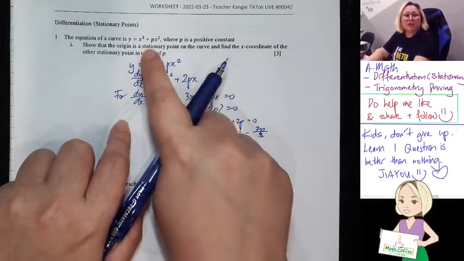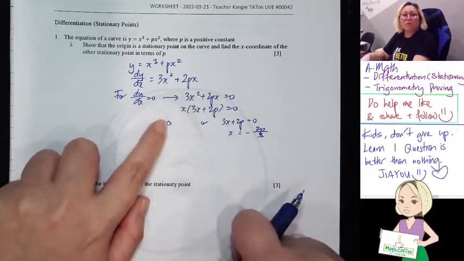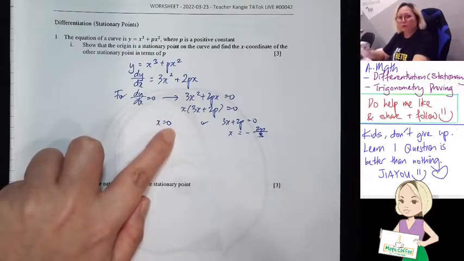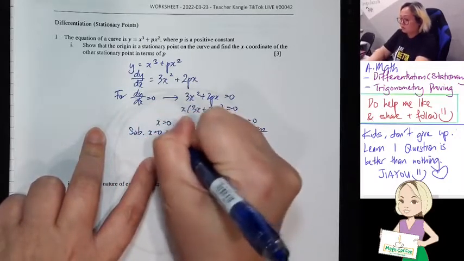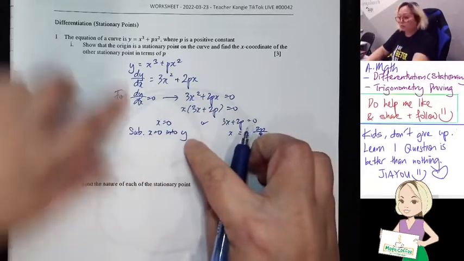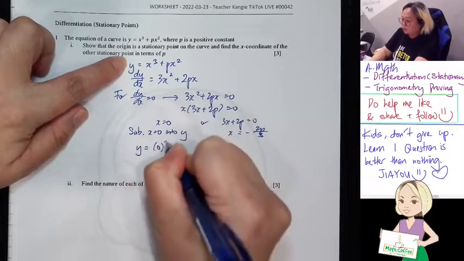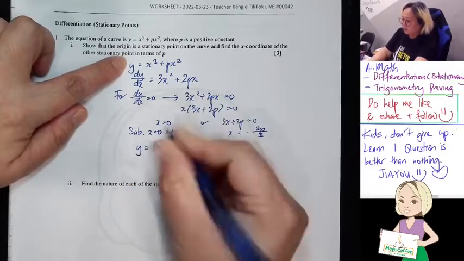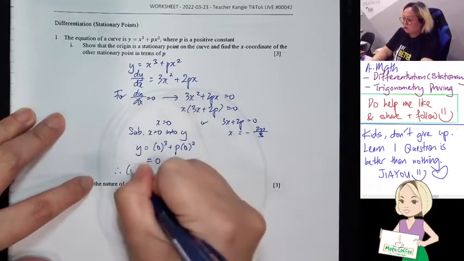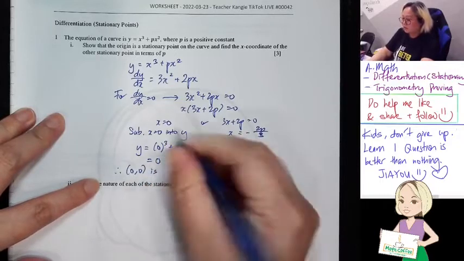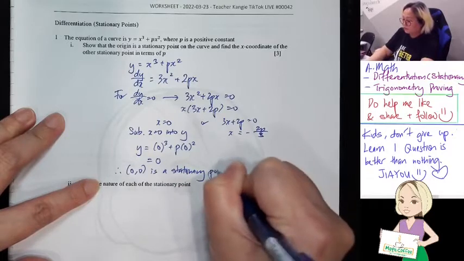First, they say that you want to prove that origin is the stationary point. So origin is 0, 0. I only proved that the x is 0. I haven't found out what the y coordinate is, right? So I need to sub x equals to 0 into the equation of the curve. So y equals to 0 cubed plus p times 0 squared, and that gives me 0. So you see 0, 0. So you will know therefore 0, 0 is a stationary point. So I proved the first part.